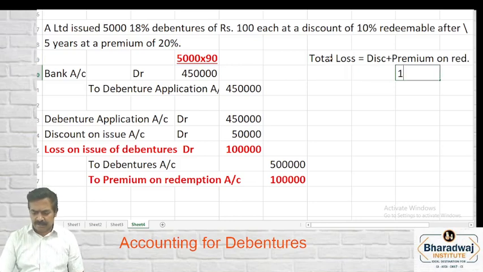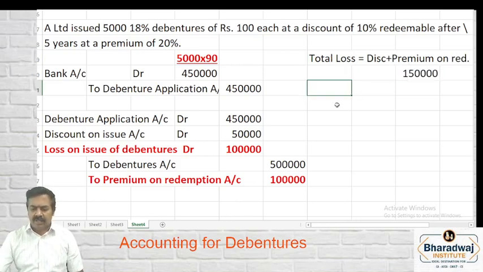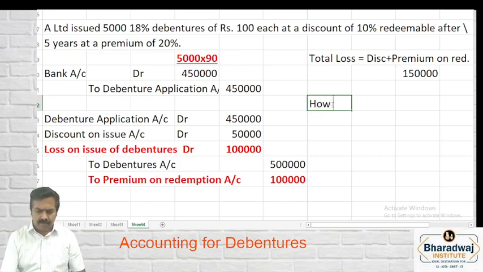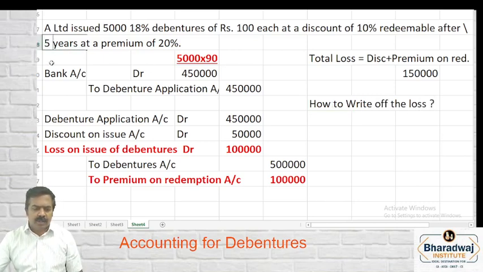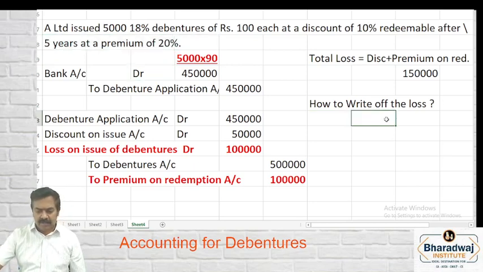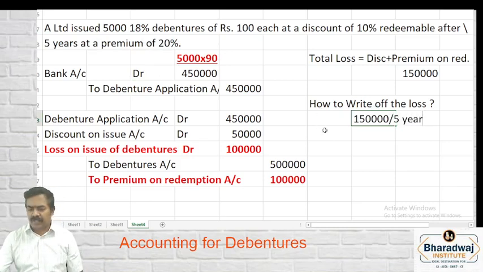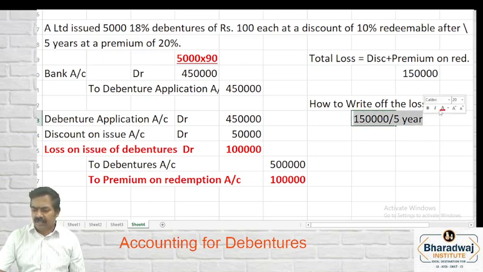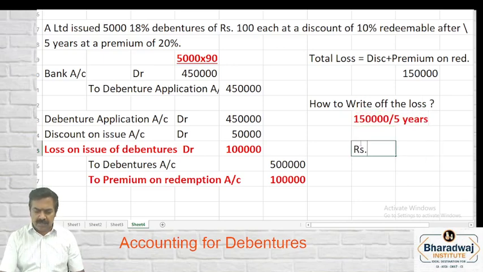What is the total loss? How to write off the loss? Simple. The debentures are issued for how many years? Debentures are issued for 5 years. This 1,50,000 will be written off over how many years? 5 years. So it is rupees 30,000 per annum.